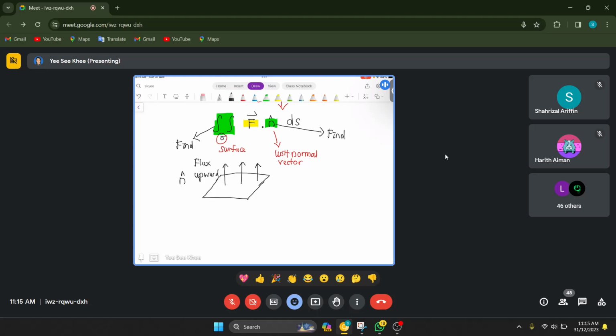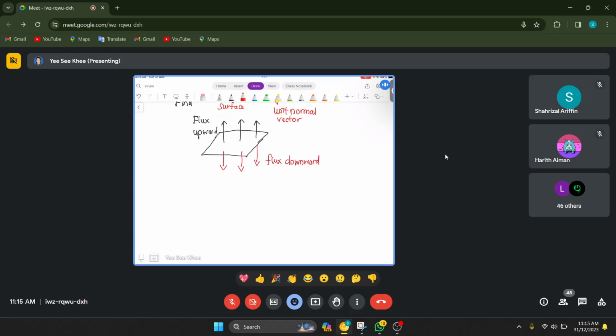Coming out from the surface, we call it upward. If the flux is in the opposite direction, it is downward. We say that this is the flux oriented in the downward direction. This happens for a surface which exists in the form of a plane.